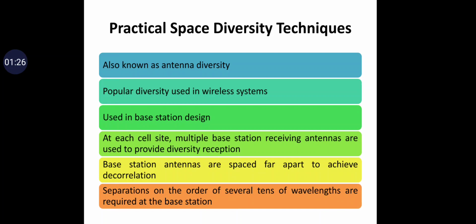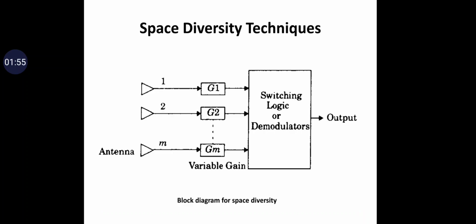Now let's see about the practical space diversity techniques. It is also known as antenna diversity. It is a popular diversity used in wireless systems. It is used in base station design. At each cell site, multiple base station receiving antennas are used to provide diversity reception. Base station antennas are spaced far apart to achieve decorrelation. Separations on the order of several tens of wavelengths are required at the base station.